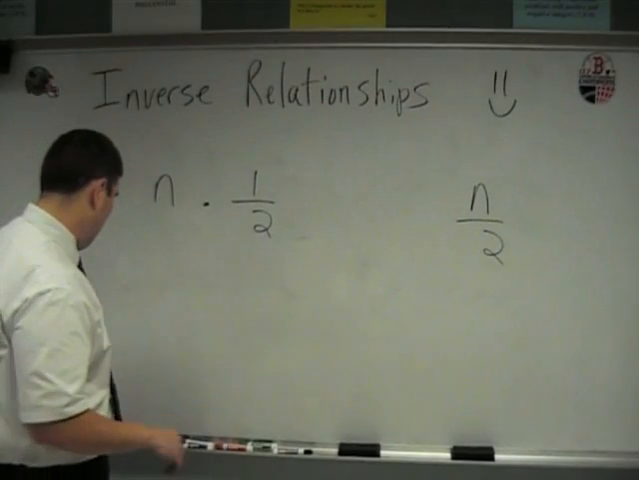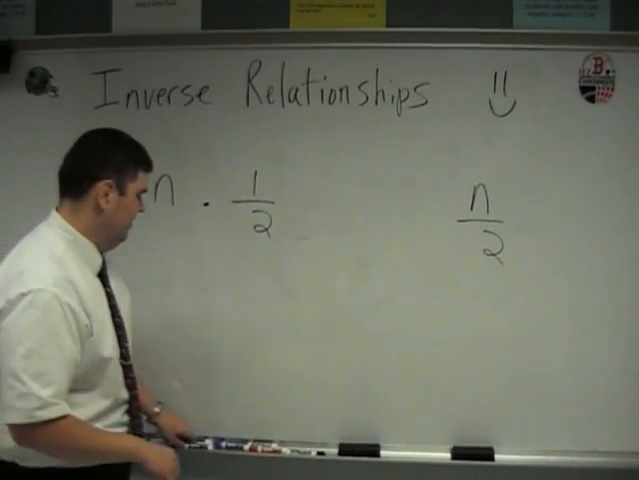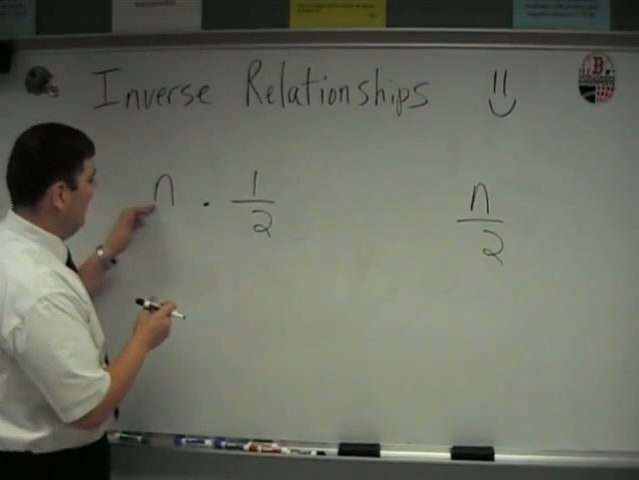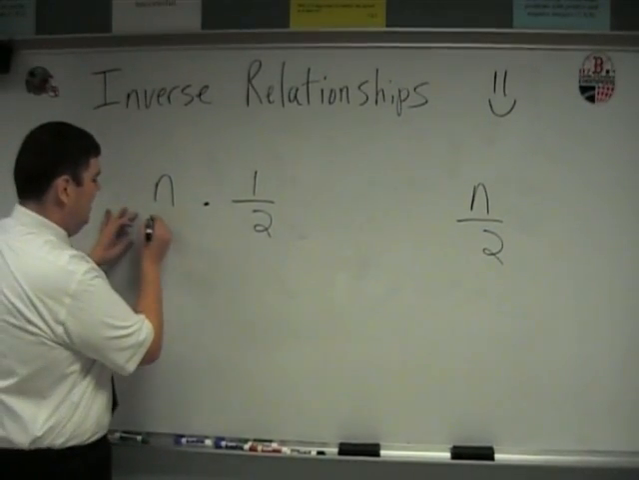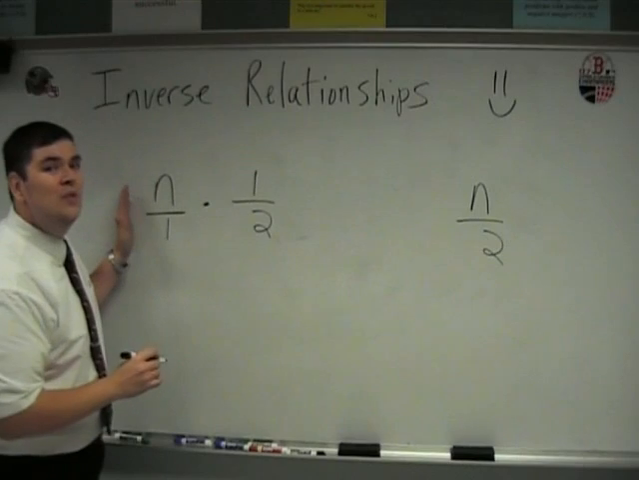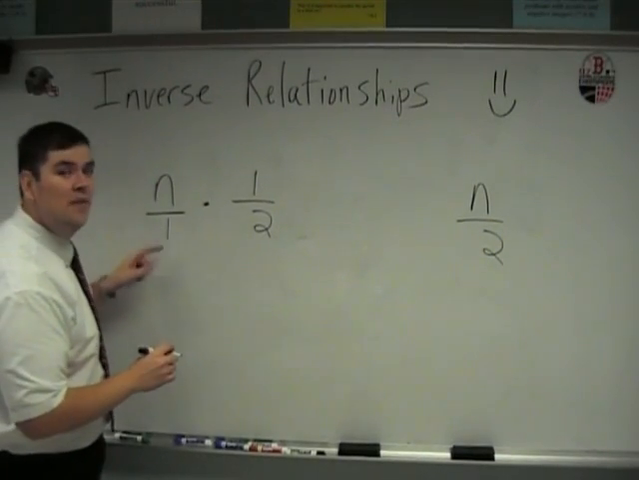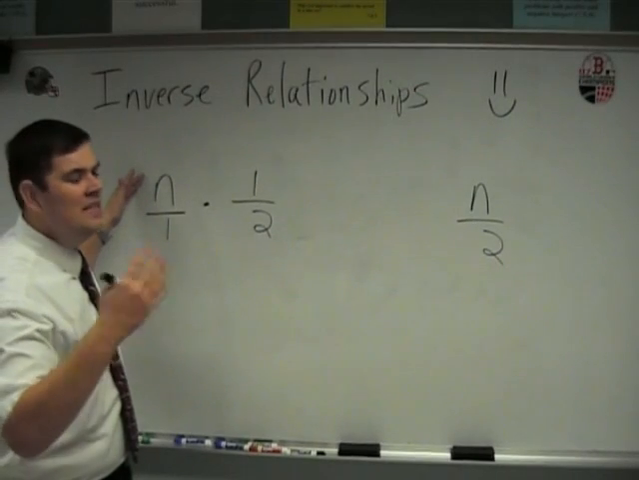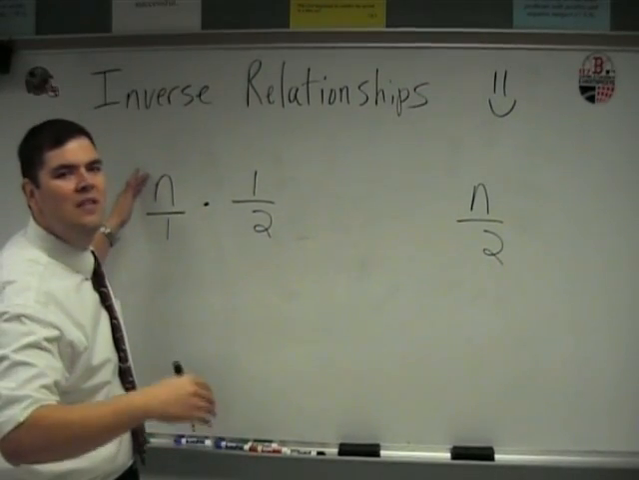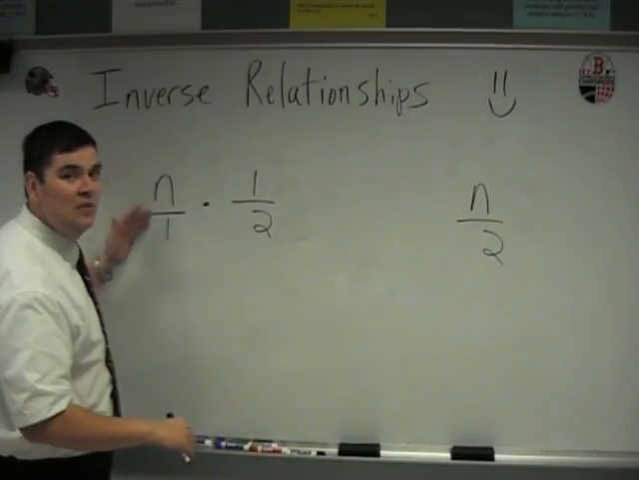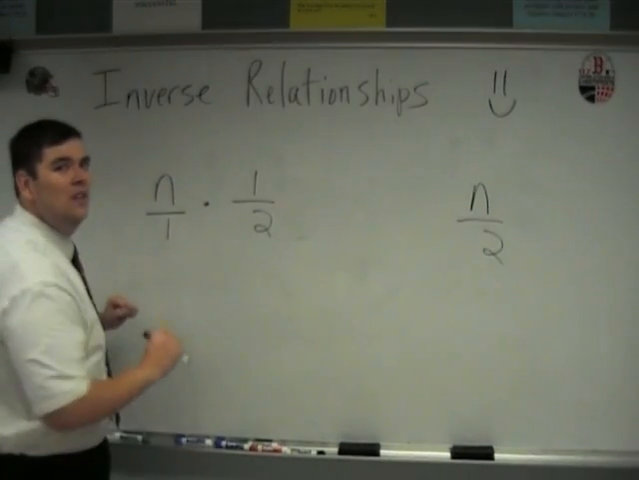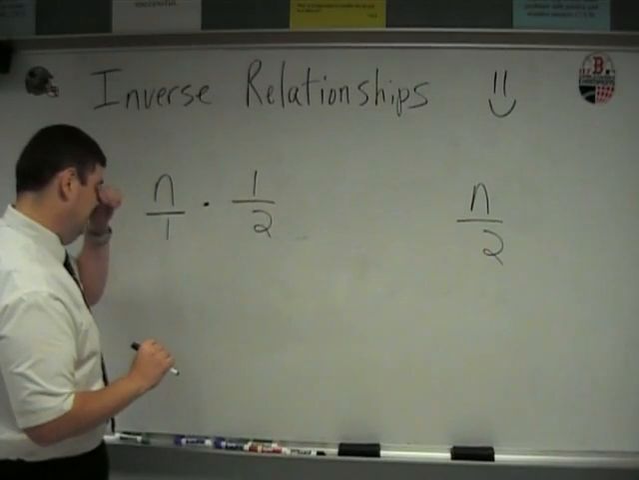Any number, it doesn't matter what the number is, okay? In this case, if I make n any number over 1, the value is still n. Any number divided by 1 is the number itself. So 8 divided by 1 is 8. 3 divided by 1 is 3. Whatever the number is, over 1 is still this number. So I now have two fractions here.